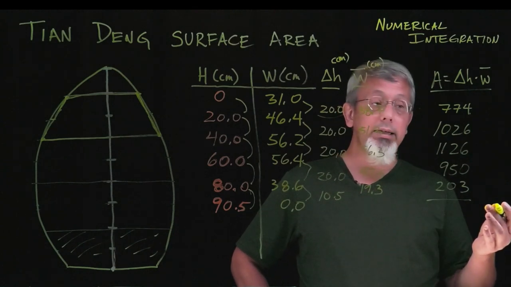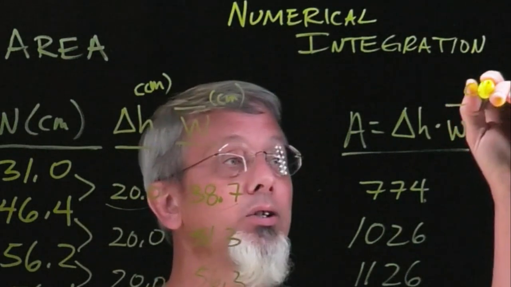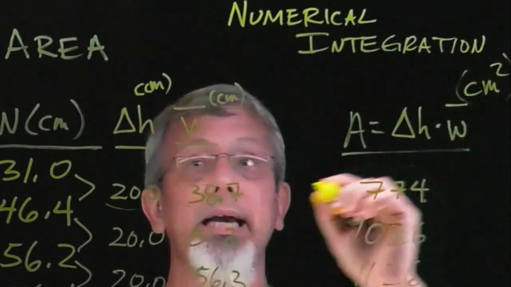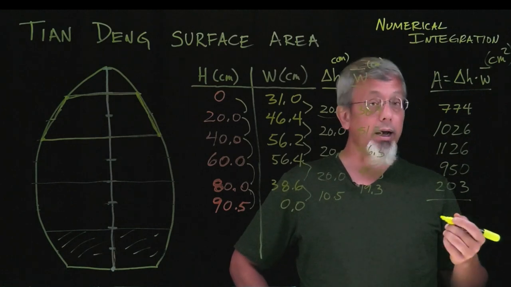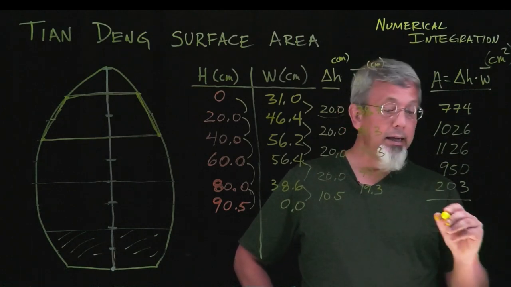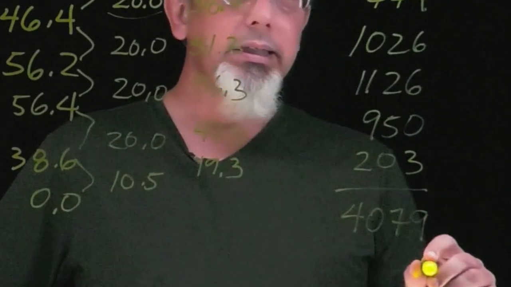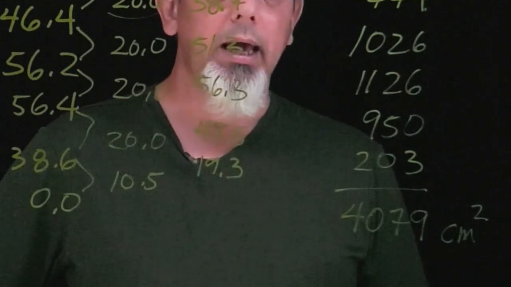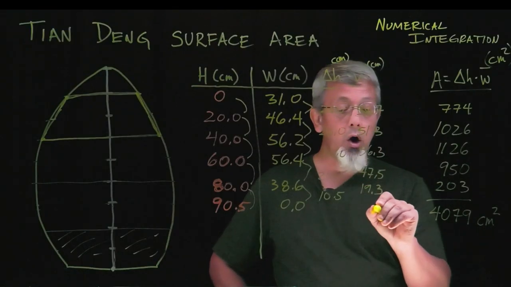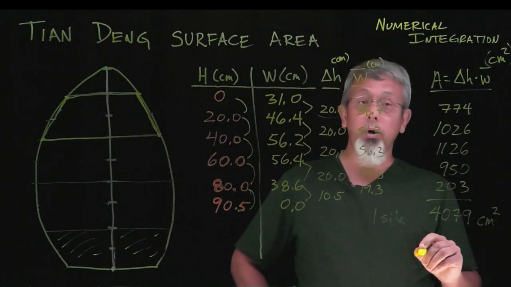Now, what do I do with these? Well, first of all, let's talk about the units. These are all in square centimeters because I did a centimeter times a centimeter. They're all units of area, which is what I would expect. And then finally, I total these to be 4,079 square centimeters. And that would be the area of one side of my lantern, noting that there are four of them.